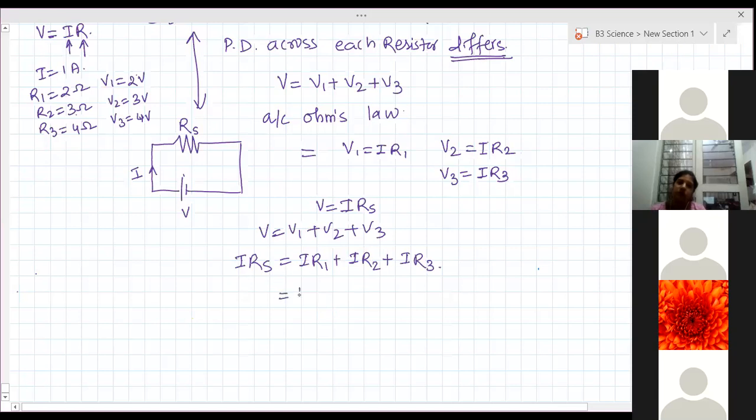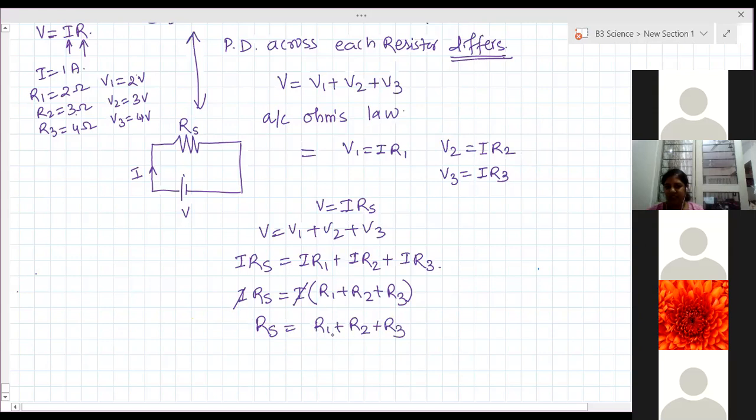So take total current I common. So what we will get in the bracket? R1 plus R2 plus R3 is equal to I into RS. So this value of current, LHS current value and RHS current value, both are same. So we can cancel this. So RS is equal to total resistance in series. S is the abbreviation I'm using for series. So total resistance is equal to R1 plus R2 plus R3.